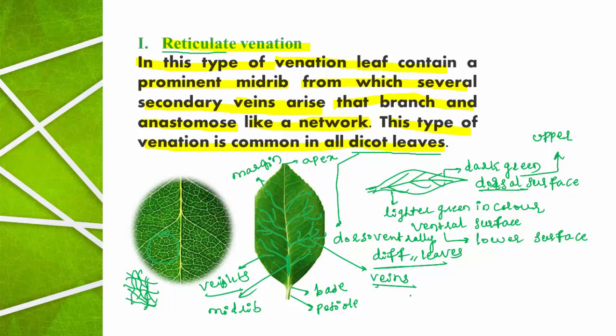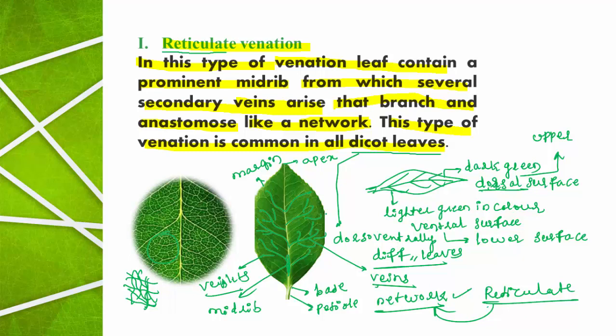If a network is produced, the kind of venation is called reticulate venation, because the meaning of reticulate is nothing but network. When veins and veinlets are arranged in the form of a network in the leaf lamina, the type of venation is called reticulate venation.